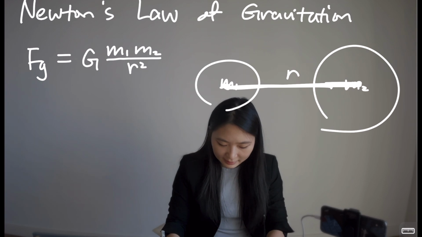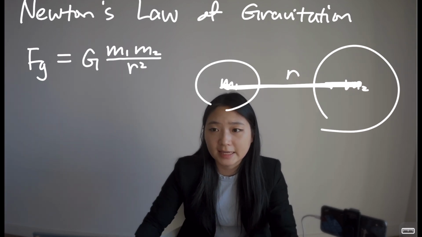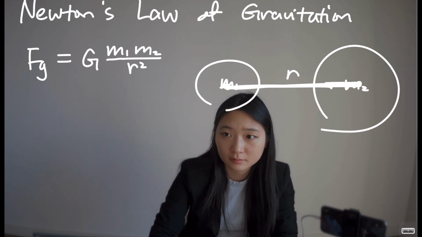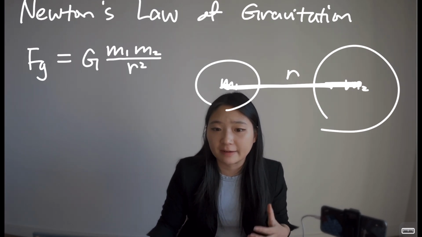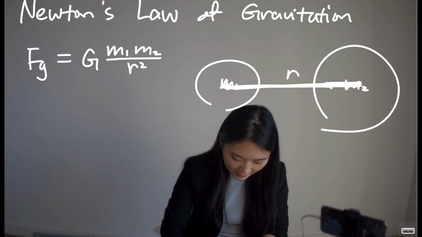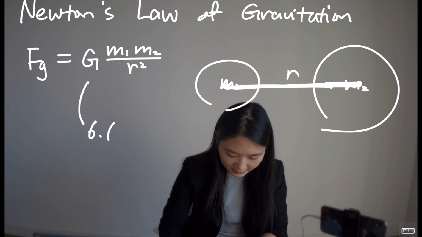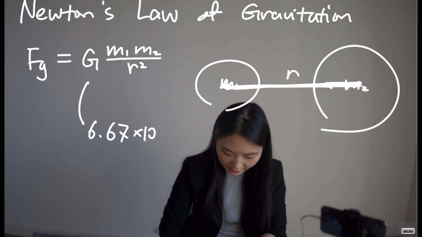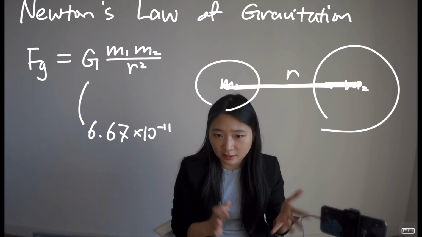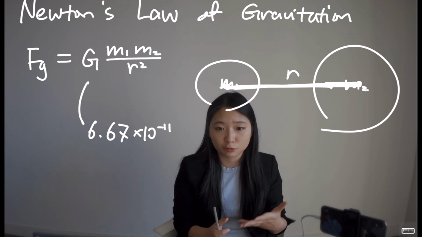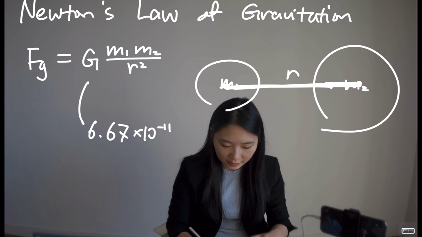Okay, and then what about the capital letter G? The capital letter G refers to the gravitational constant, and it has the value of 6.67 times 10 to the power of negative 11. This is not something you have to memorize, because this constant will be given in the equation sheet during the test.